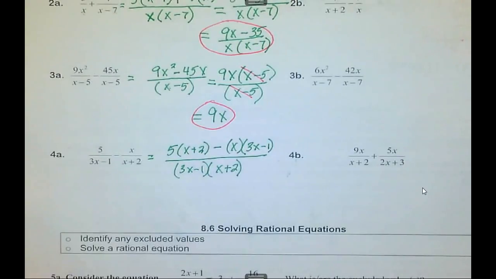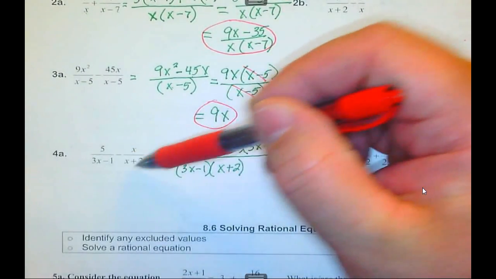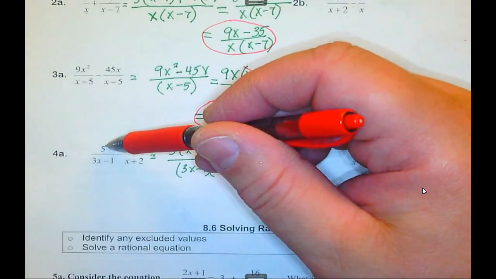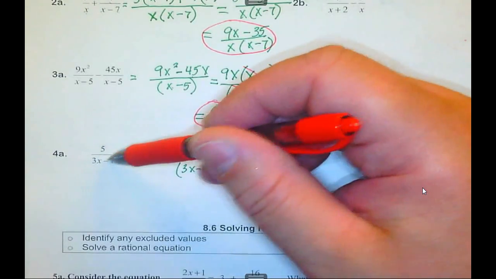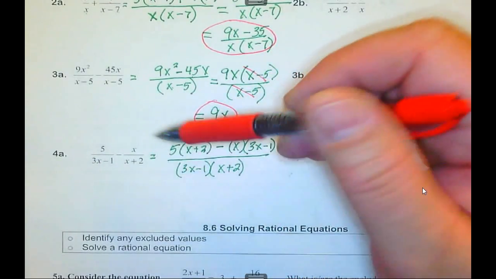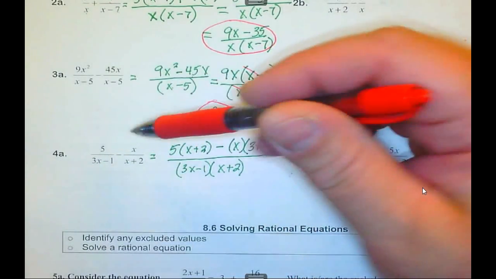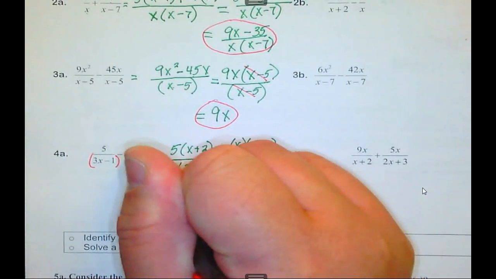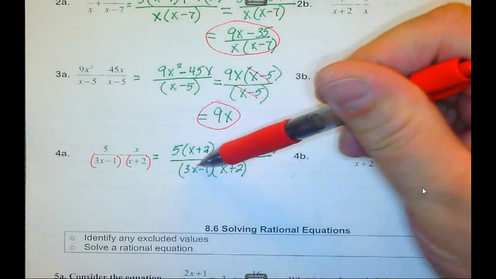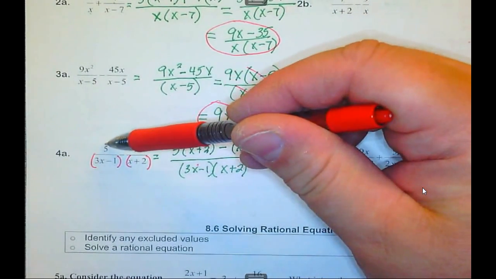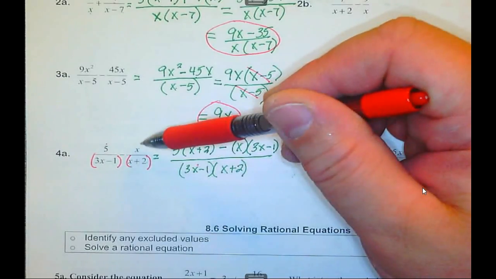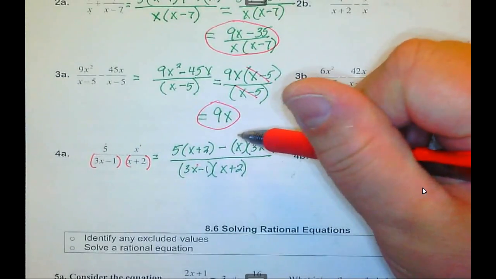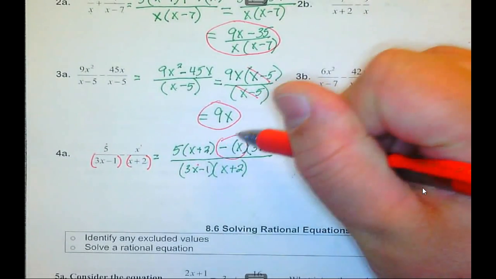Okay, 4A. I have an expression again. I'm going to come up with my common denominator. Again, I only have the two fractions, so my common denominator is this quantity times this quantity, which I got here. So I'm going to take my 5, multiply it by this x plus 2, and the x times 3x minus 1. Be careful. You have to distribute the negative x.